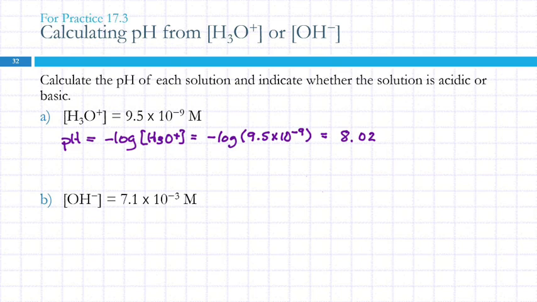Is that acidic or basic? It's basic. The pH is above 7. That's basic. So this is a basic solution. You could look at the hydronium ion concentration and see that that's smaller than 10 to the minus 7 and do it that way.